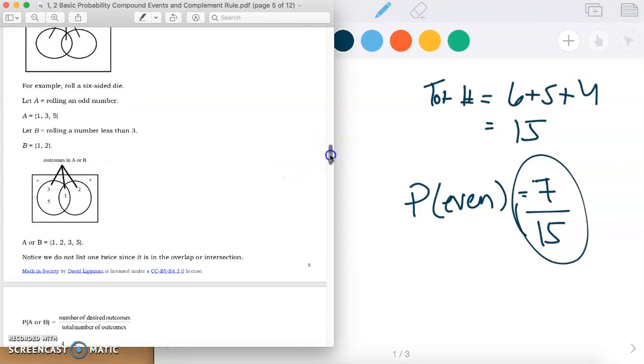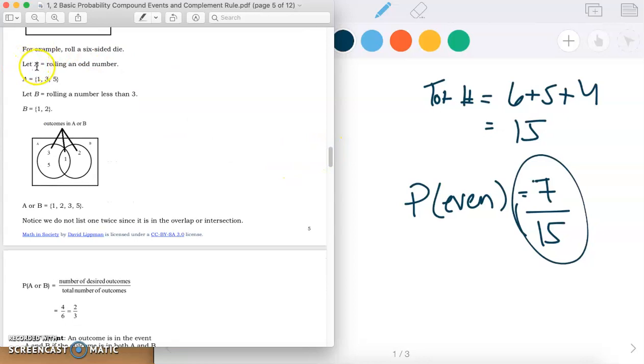For example, roll a six-sided die. Let A equal rolling an odd number. So you see here in A we have 1, 3, and 5. And let B equal rolling a number less than 3. So the less than 3 only leaves us with 1 and 2. So you have 1 here in their intersection and 2 over here in B. So the possibility of getting A or B equals 1, 2, 3, or 5. Notice the only one not there is 4 because it didn't fall into either of those sets. Notice we do not list 1 twice since it is in the overlap or intersection. You only list that number once.